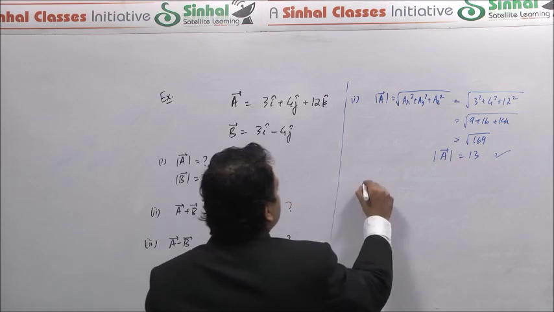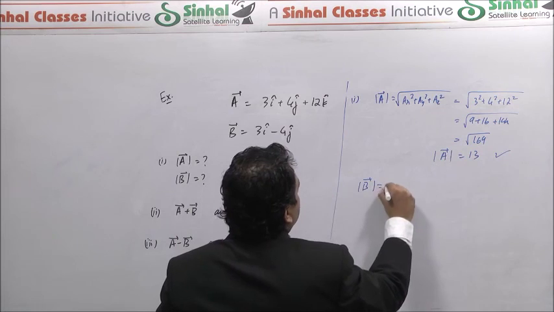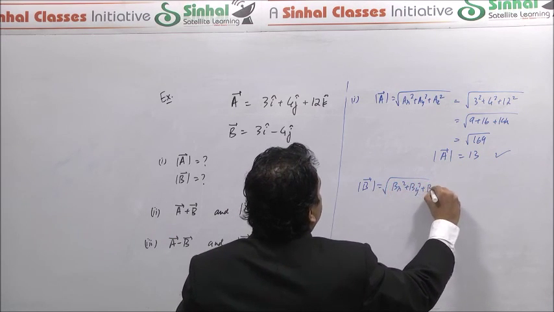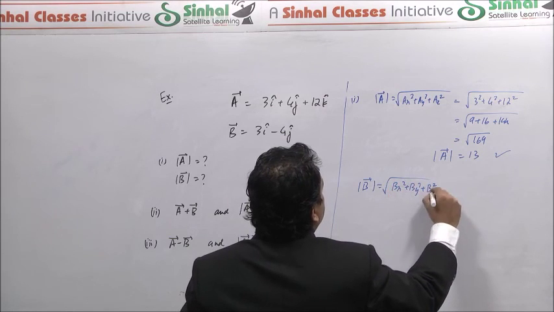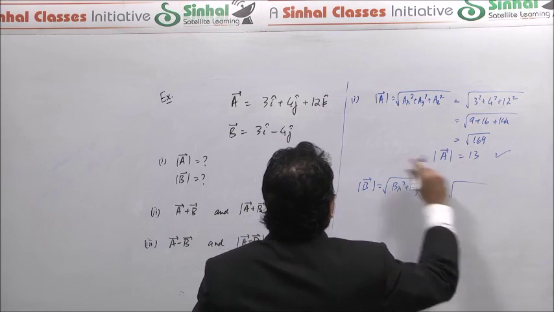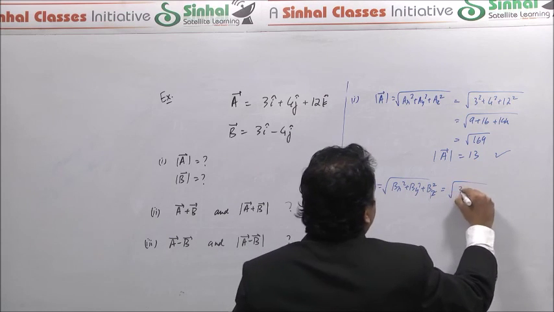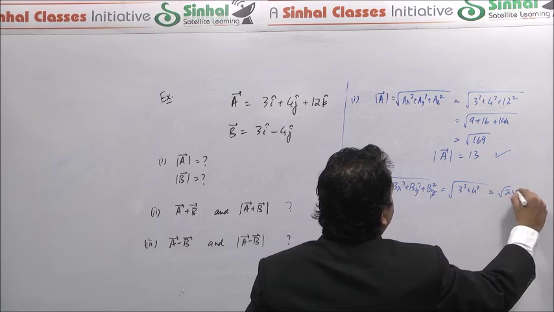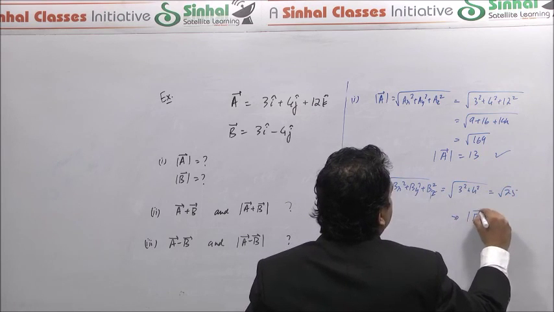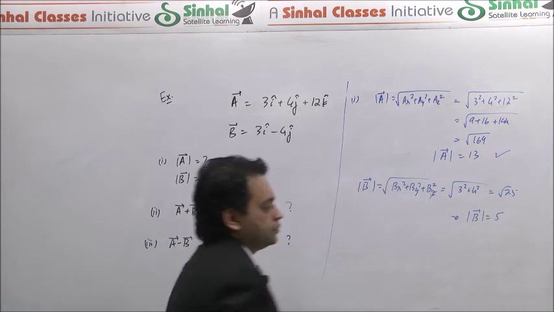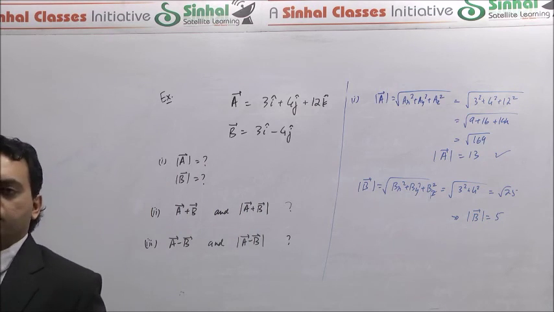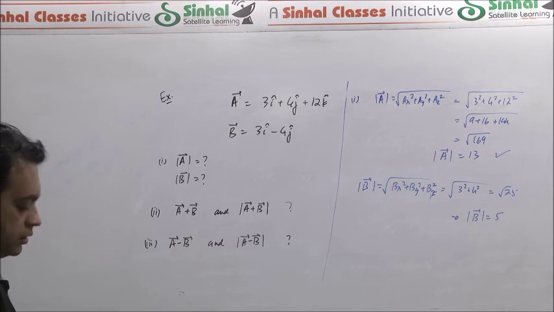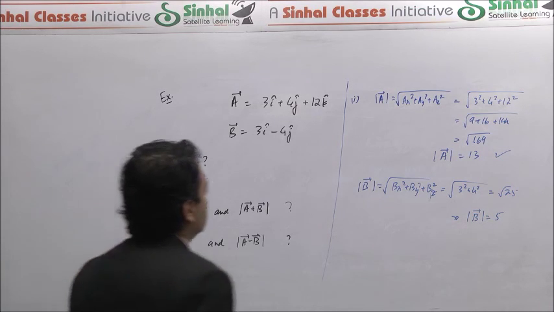Similarly, the magnitude of the vector B is the square root of bx square plus by square plus bz square. Now as you can see here, B has a z component of 0. So it's just 3 square plus 4 square. That is the square root of 25. So the magnitude of B is 5. Right, so that is just a repetition of the concepts we have seen in the previous section. Okay. Now coming to the sum and difference.